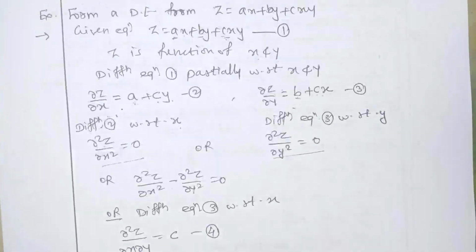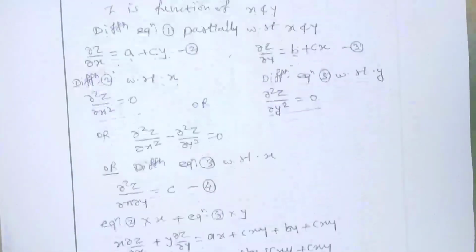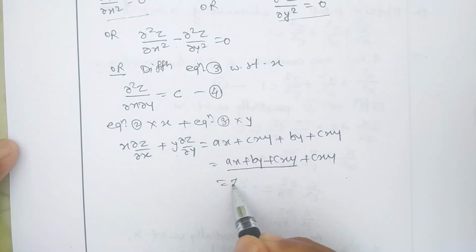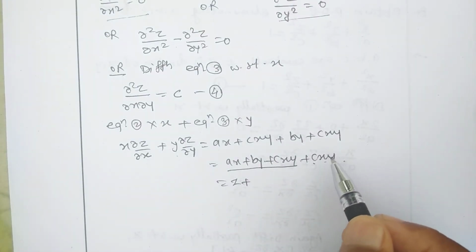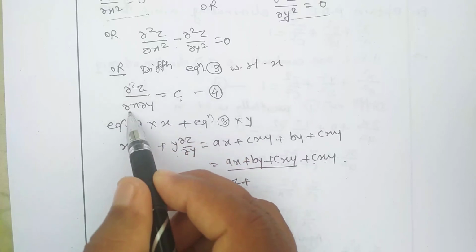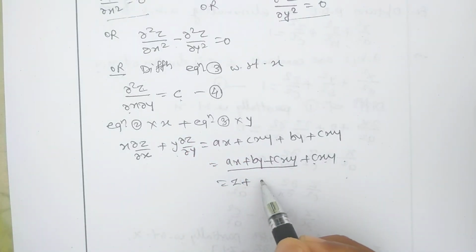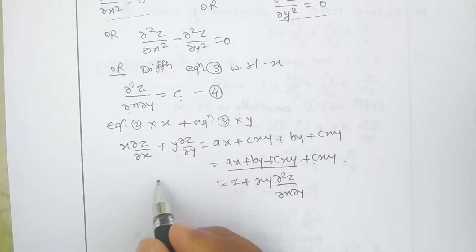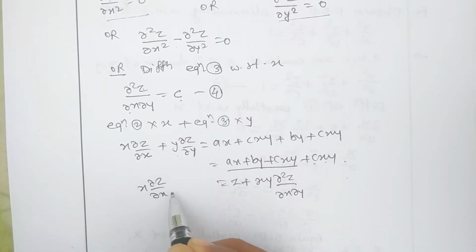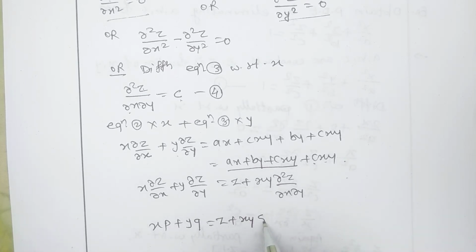Look at this term, ax plus by plus cxy. This is nothing but our value of z. So you can write z plus the term cxy. Out of that, the value of c is ∂²z/∂x∂y. So you can write xy ∂²z/∂x∂y. This may also be a solution. So we can write this as xp plus yq equals z plus xy s, because ∂²z/∂x∂y is nothing but s. So this is our final answer.